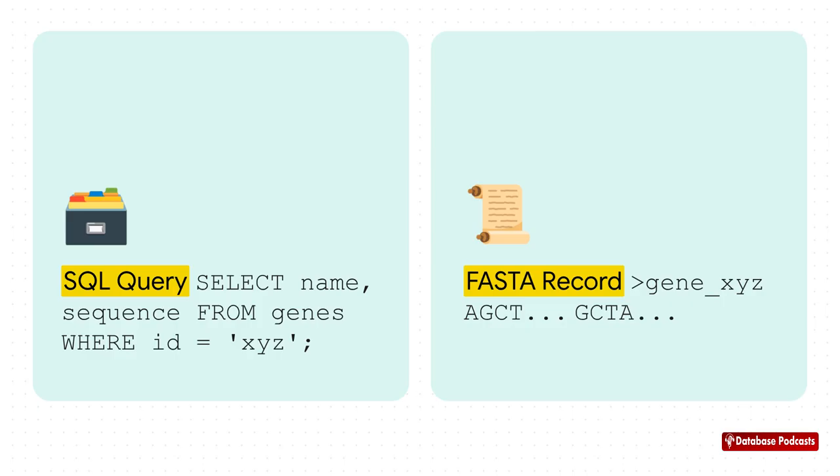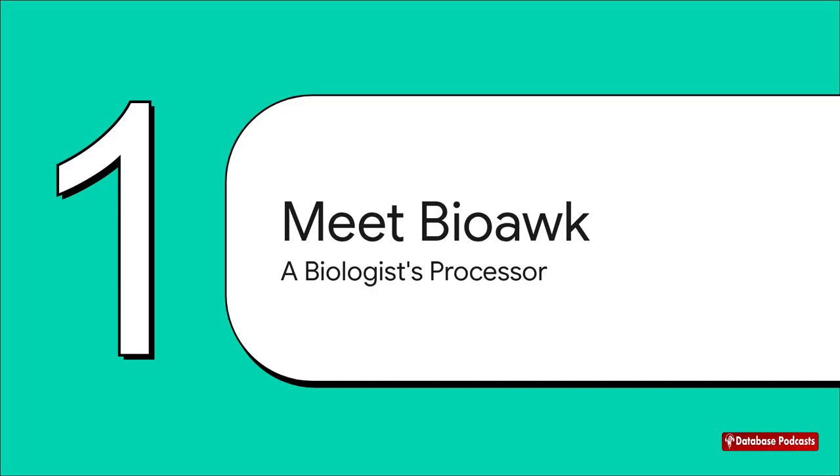Now, loading everything into a database is one way to go, but with gigantic files, it can be really slow. So in bioinformatics, we often treat data as a stream. We process it as it flows past us, which is way, way faster. So, if a database isn't always the right tool for the job, how do you query these files? Well, the answer is to use a specialized text processor. And the first one we're going to meet is Bioawk.